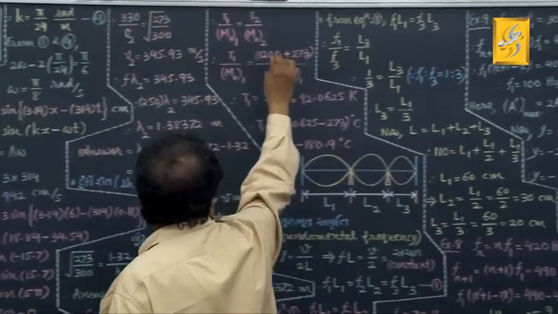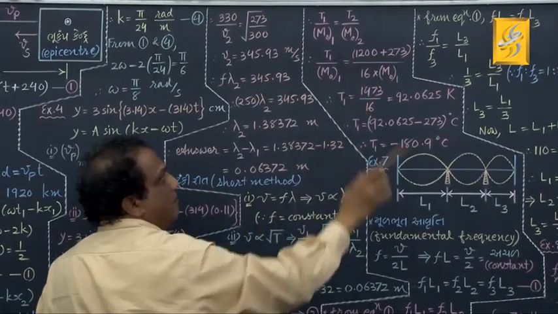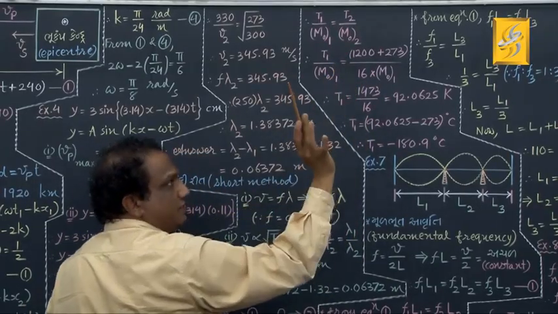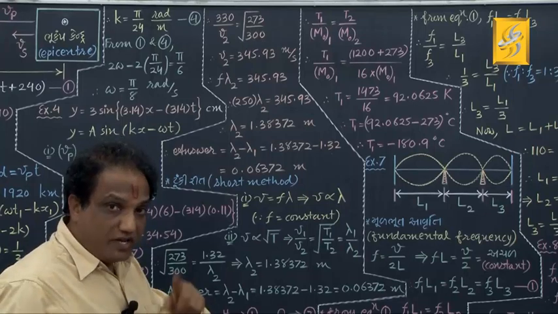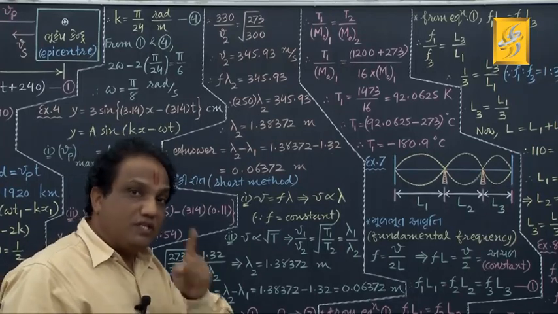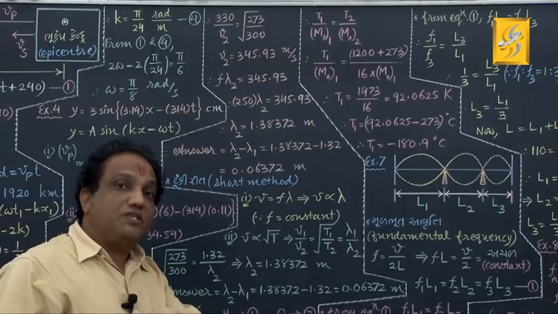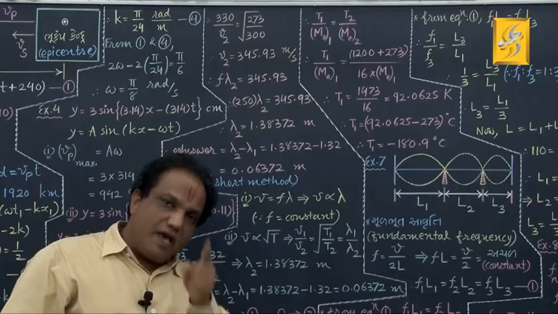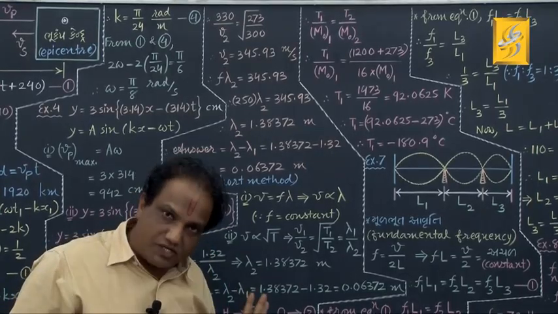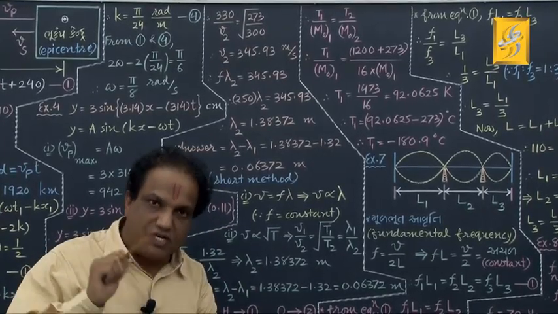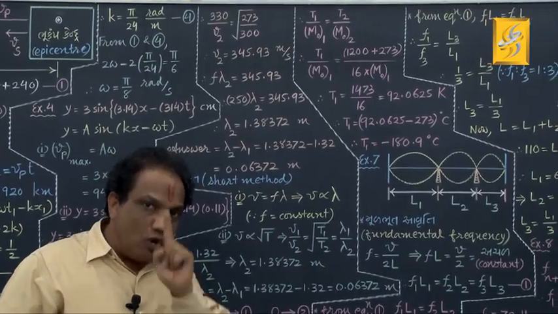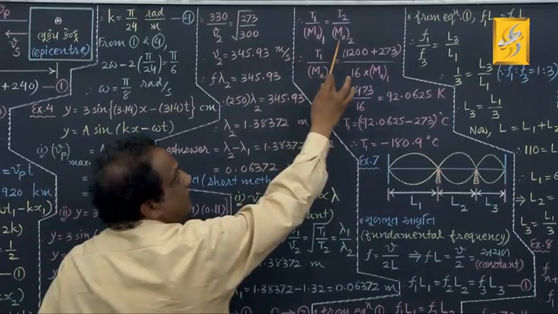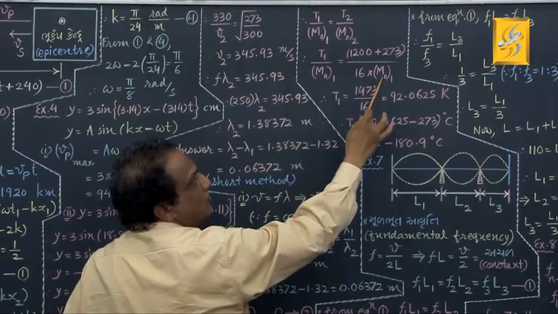For oxygen gas they have given temperature 1200 degree centigrade plus 273, that many Kelvin. This is molecular weight for oxygen. They have not given molecular weight directly, but additional information they have given in the statement that density of oxygen is 16 times density of hydrogen. You remember, as many times density, exactly that many times molecular weight. So if density of oxygen is 16 times density of hydrogen, meaning thereby molecular weight of oxygen is 16 times molecular weight of hydrogen.